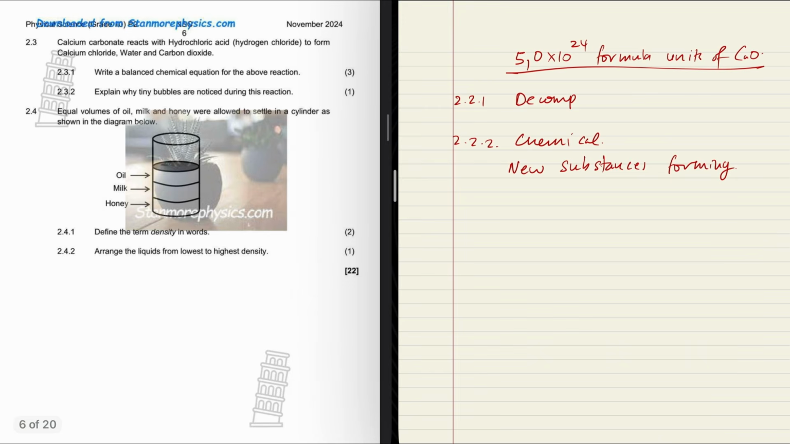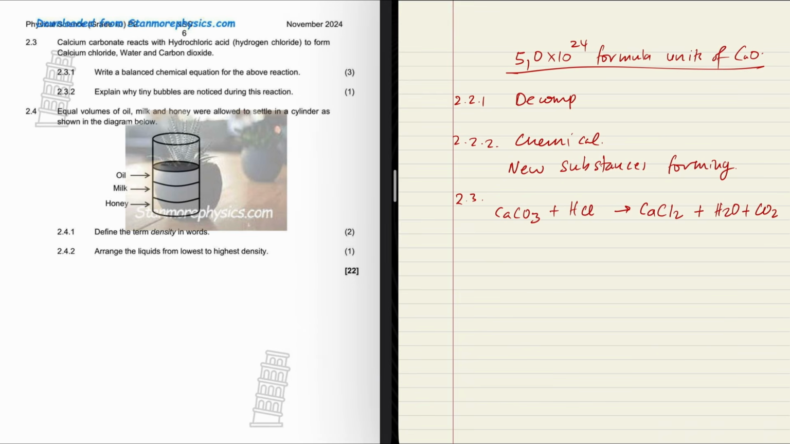Moving on here, question 2.3. Calcium carbonate reacts with hydrochloric acid to form calcium chloride, water, and CO2. Write the balanced chemical equation for the reaction. So calcium carbonate, they've told us, is CaCO3, and it reacts with hydrochloric acid, which is HCl, and that's giving us calcium chloride. So calcium chloride is CaCl2 plus water, so H2O, and carbon dioxide, CO2.